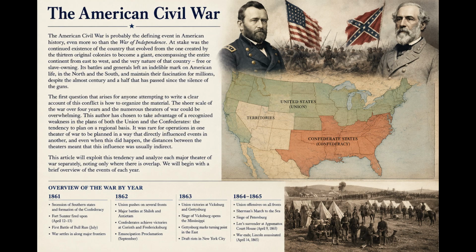This author has chosen to take advantage of a recognized weakness in the plans of both the Union and the Confederates: the tendency to plan on a regional basis. It was rare for operations in one theater of war to be planned in a way that directly influenced events in another, and even when this did happen, the distances between the theaters meant that this influence was usually indirect. This article will exploit this tendency and analyze each major theater of war separately, noting only where there is overlap. We will begin with a brief overview of the events of each year.